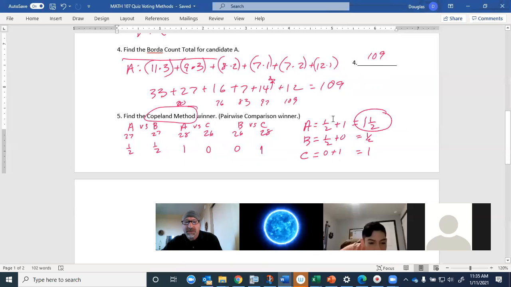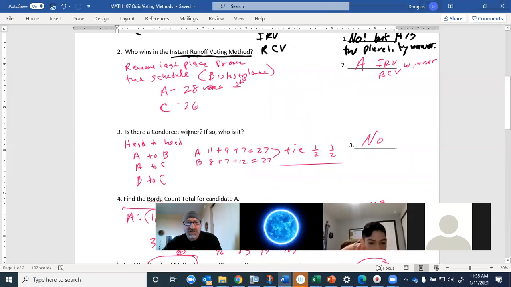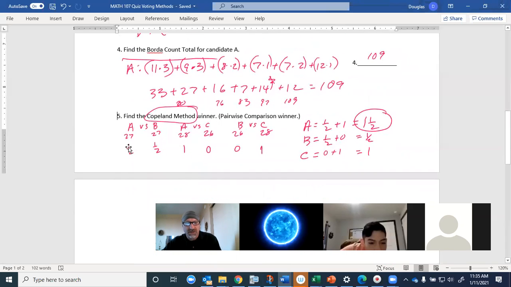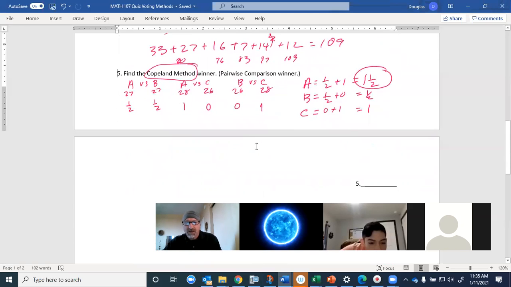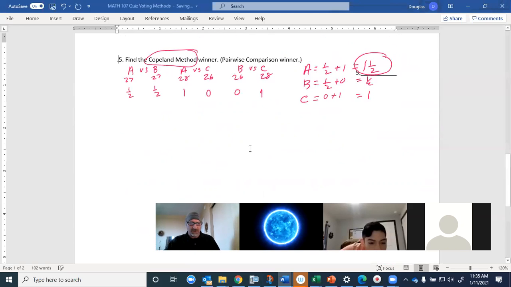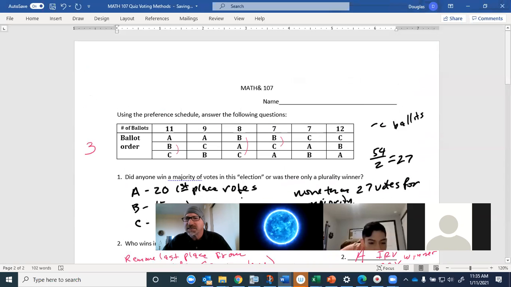Now notice that if you're going to be the Condorcet winner, you have to win every one of those head-to-head battles. A would have to be 1-0, 1-0 in both of those. Okay, so those are the basic approaches. We didn't do approval voting, but that's pretty simple. And these, again, I'm just giving you a basic introduction.